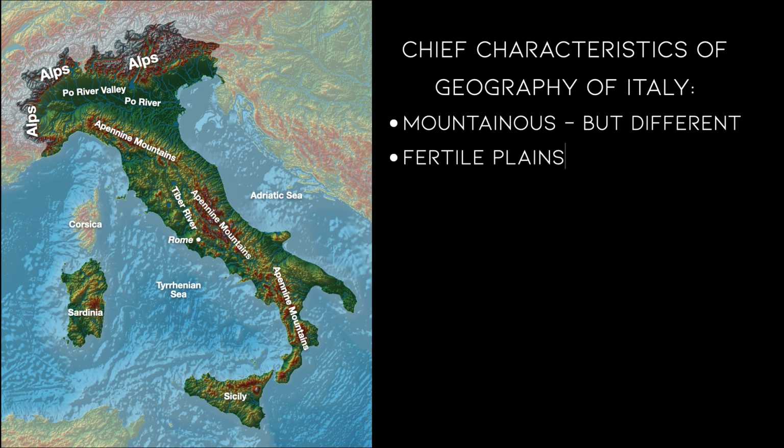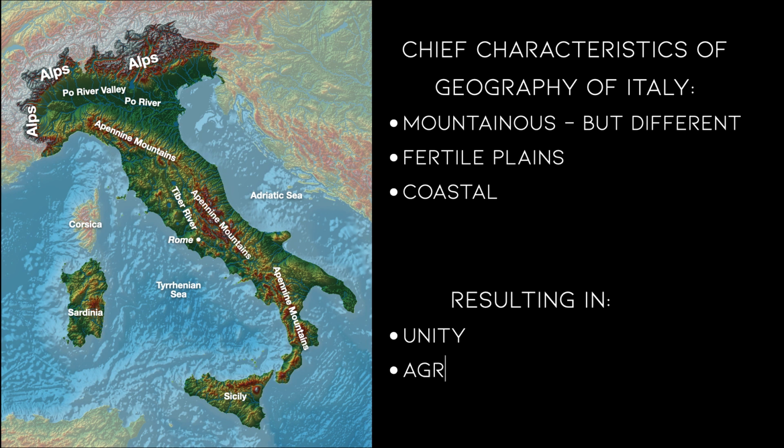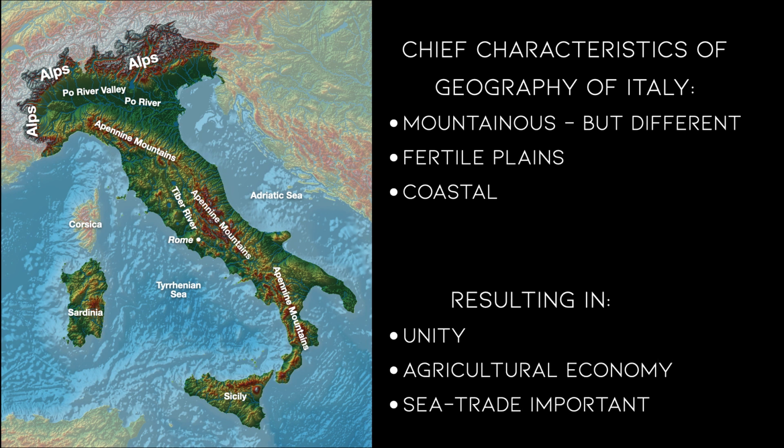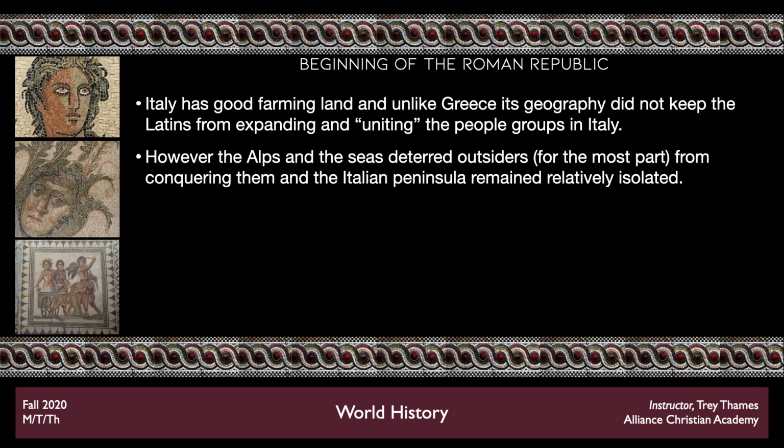Also, there's quite a bit of fertile plains that's going to play into Rome's agricultural endeavors, and so quite fertile lands throughout the peninsula. And we also mentioned, of course, the coastal plains. The result of this, as I mentioned, is going to be unity, which is different than Greece, where there's going to be a lack of that. They're going to have an agricultural economy in Italy, and of course, sea trade will be very important. So Italy has good farmland. Unlike Greece, its geography did not keep them from expanding and uniting.